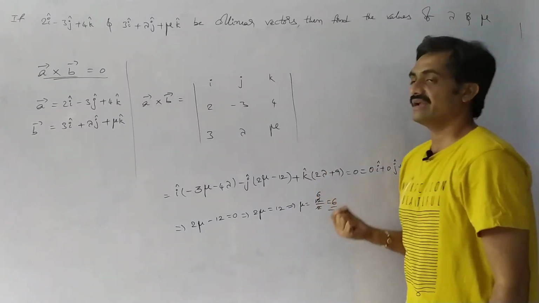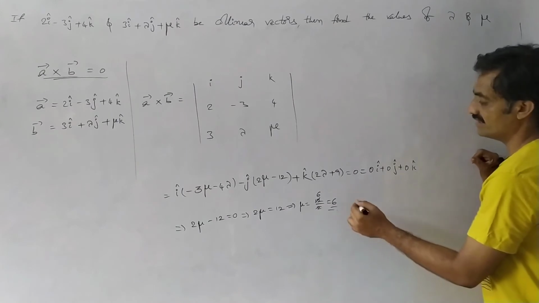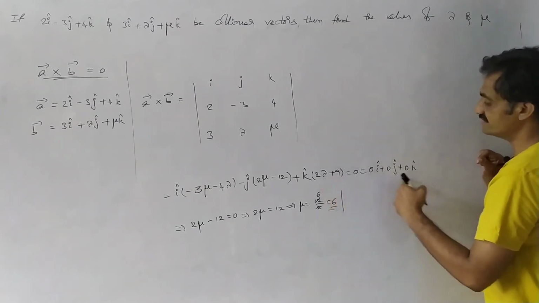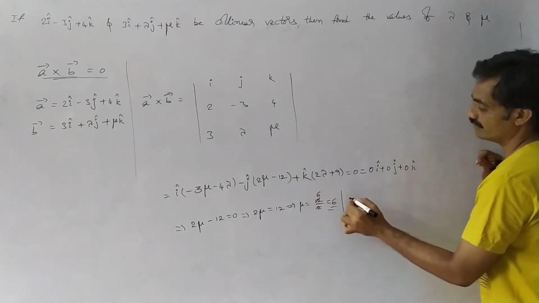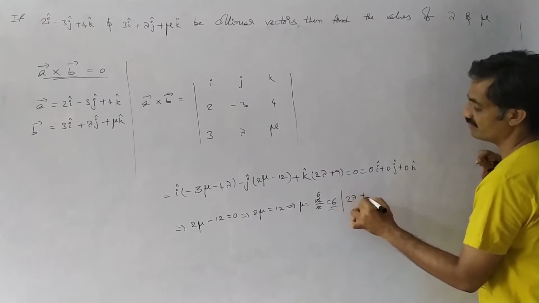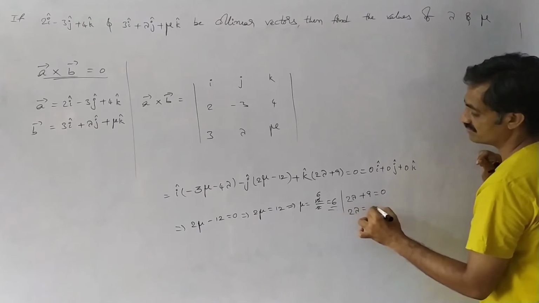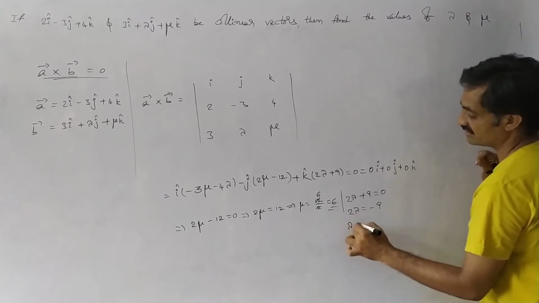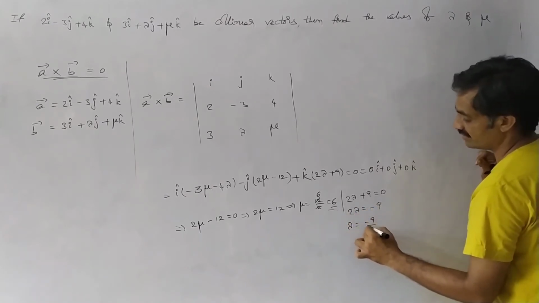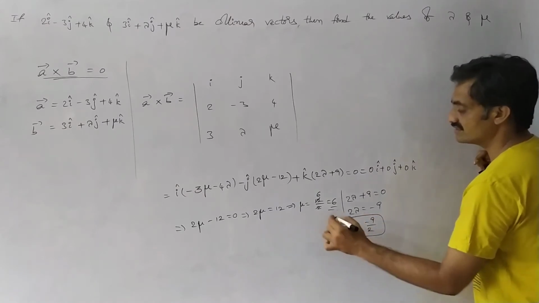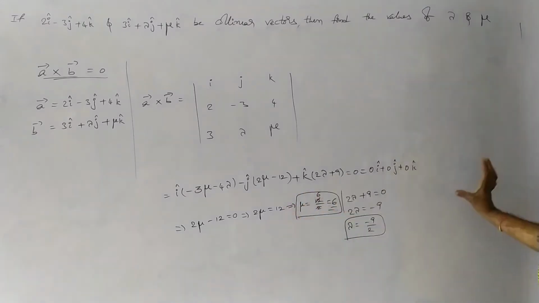Now we have to find lambda. In order to find lambda, consider the equation for unit vector k. From this, we have 2 lambda plus 9 equals 0. Then 2 lambda equals minus 9, so lambda equals minus 9 by 2. So these are the values of mu and lambda. Take a screenshot. We will continue with the next problem.